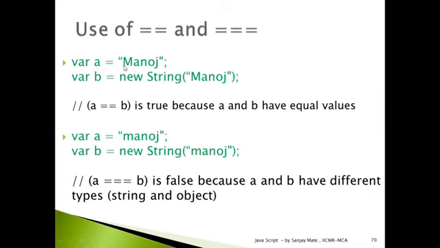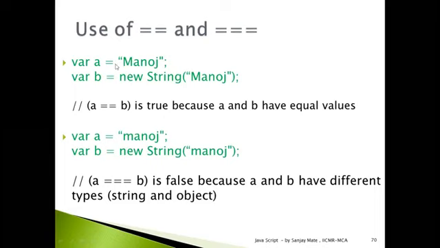Here you can compare the two strings. Here A is having the value Manoj, and B is also having Manoj. In A also the value is Manoj, in B also the value is Manoj. So you can compare A is equal to B. Now it returns true because the values are the same.